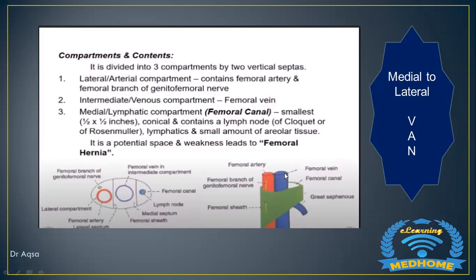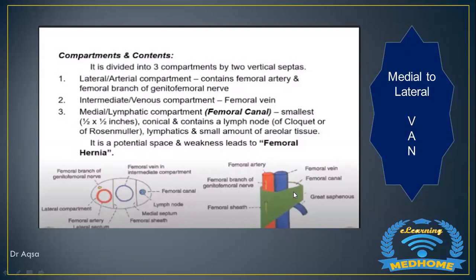If we talk about the direction, the femoral canal is medial, the femoral vein is intermediate, and the femoral artery is the most lateral part of the femoral sheath. The lateral compartment is the arterial compartment; it contains the femoral artery and also the branches of the genitofemoral nerve. The intermediate compartment is the venous compartment with the femoral vein, and medially is the femoral canal.